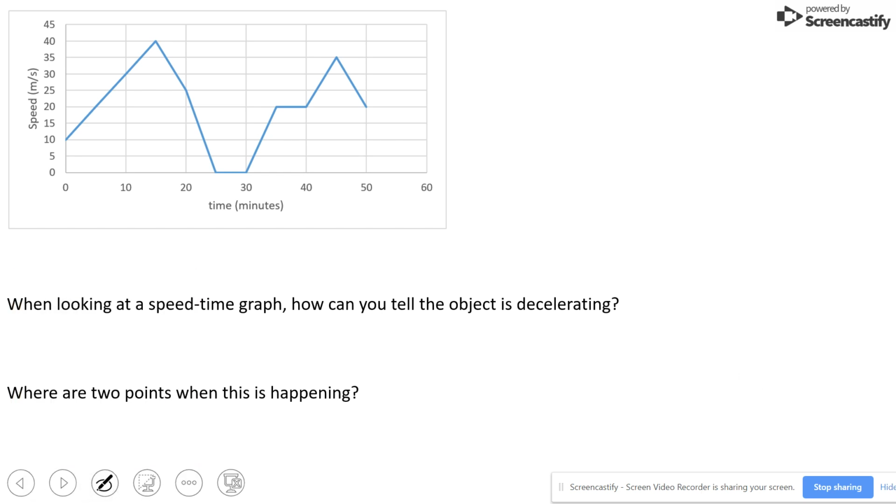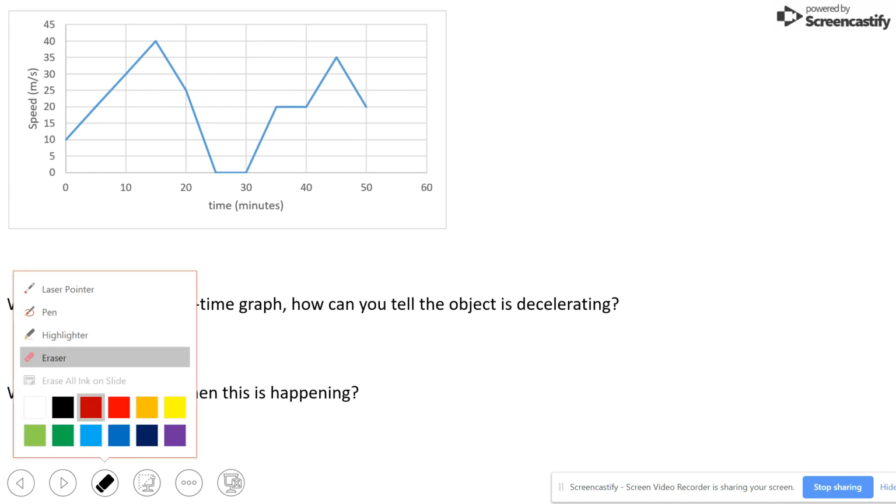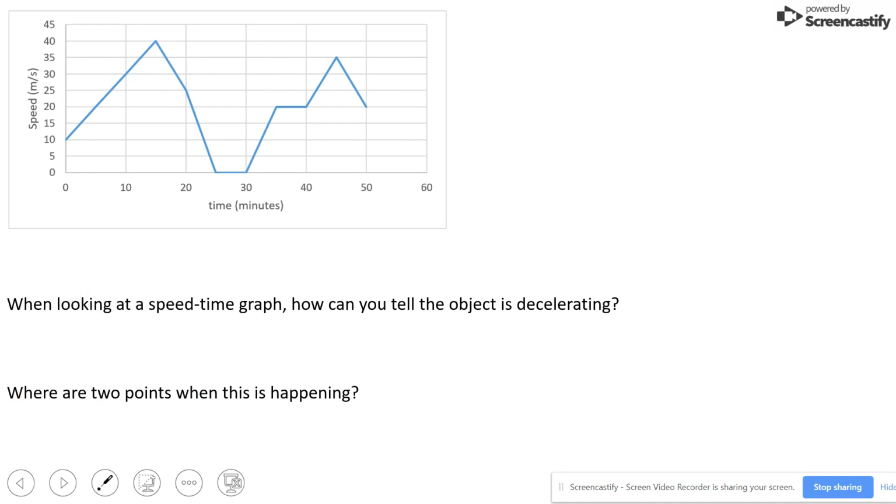Okay, for this video, we're just going to pick up where we left off from the last one. So we are looking at a speed time graph, and we want to know when it's decelerating. So when is it slowing down over time?